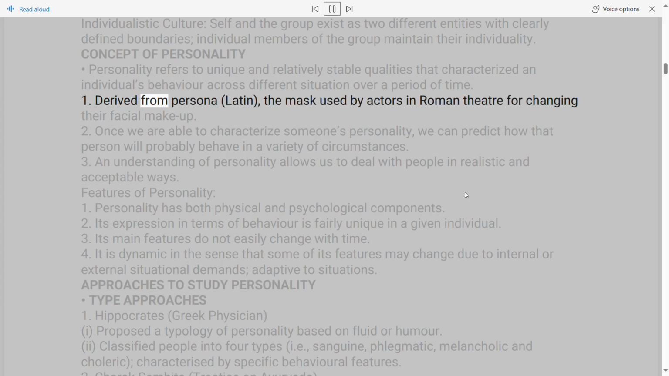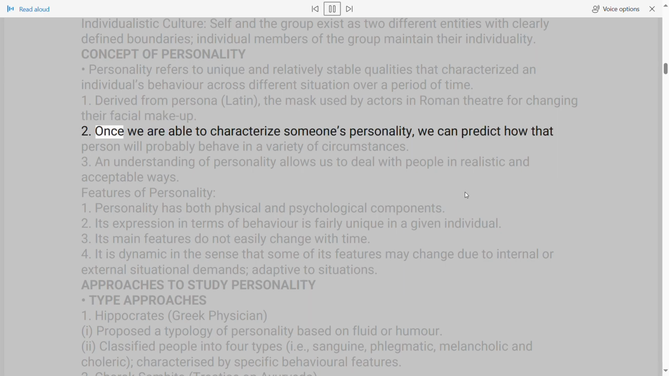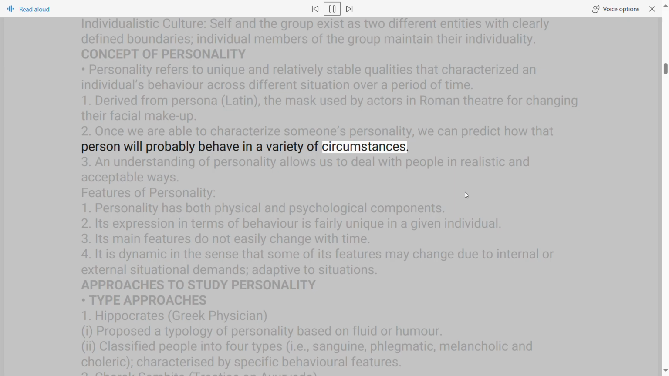1. Derived from persona, Latin, the mask used by actors in Roman theatre for changing their facial makeup. 2. Once we are able to characterize someone's personality, we can predict how that person will probably behave in a variety of circumstances. 3. An understanding of personality allows us to deal with people in realistic and acceptable ways.